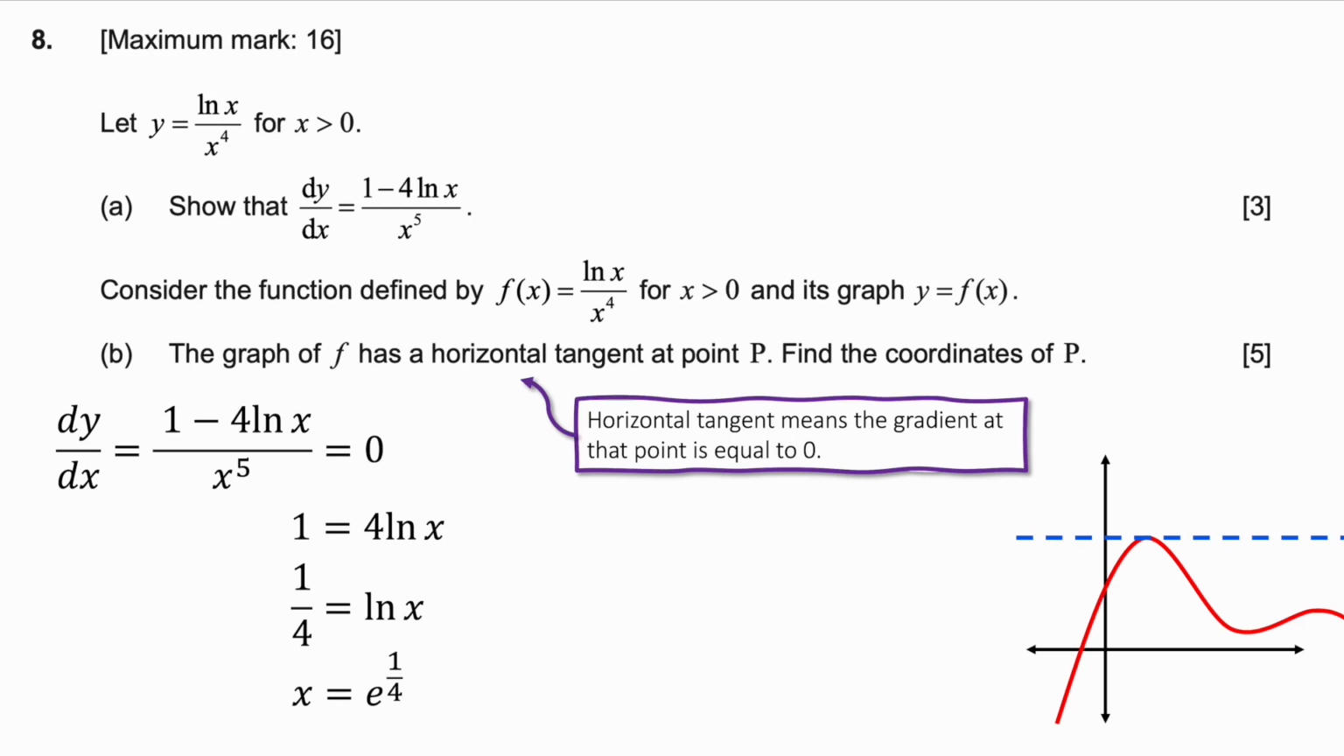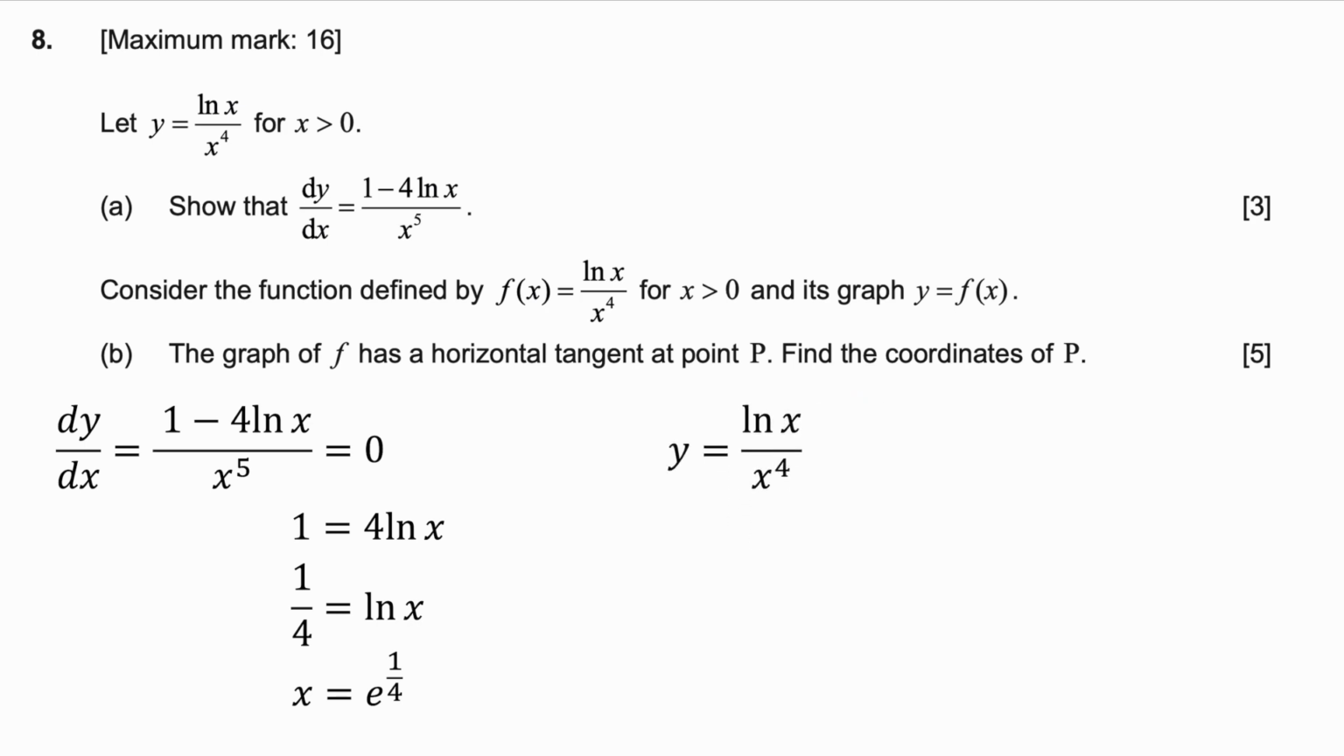We now need to find the y coordinate. And we're going to do that by substituting it into the original function. So we've got y equals ln of x over x to the power 4. We're going to substitute in x equals e to the power of a quarter, like that. And we can simplify this really nicely. On the top of the fraction, we've got ln of e to the power of a quarter. The ln and e cancel, and that's a quarter on the top. And then on the bottom, we've got e to the power of a quarter to the power 4. Multiplying those two powers, a quarter times 4 is 1. So it's just e to the power 1. And therefore, we've got a quarter divided by e.